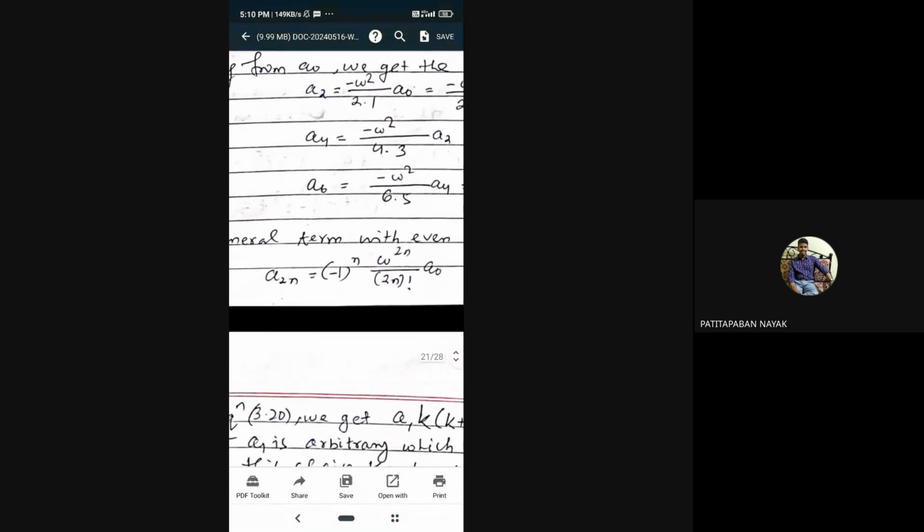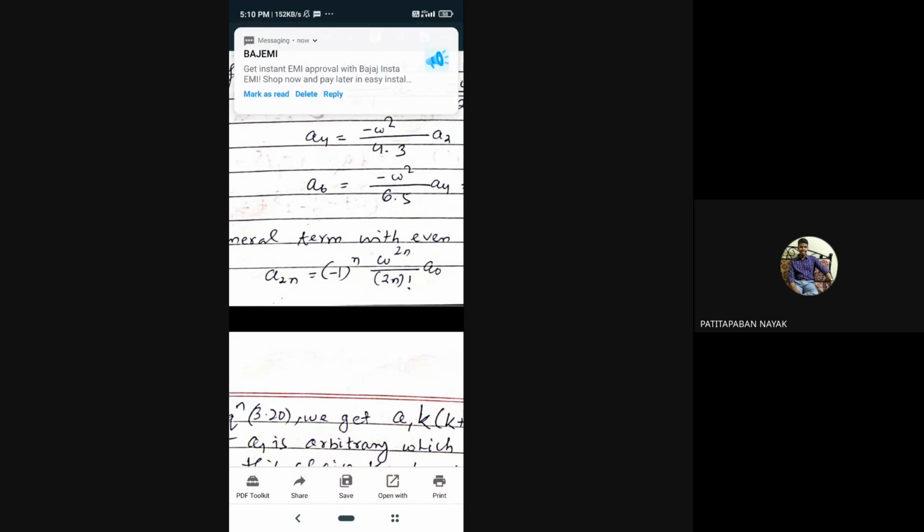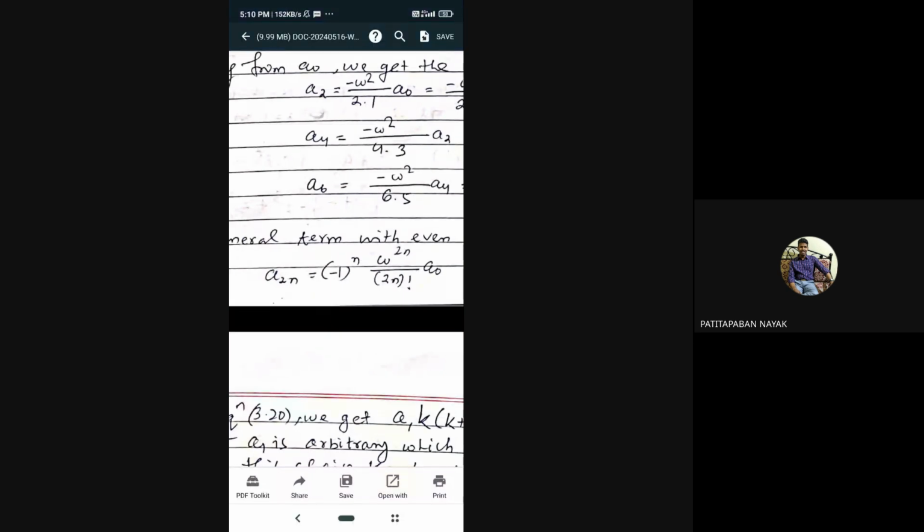So a6 is a subscript 6 is equal to minus omega square by 6 multiplied by 5 a4. So put the value of a4, that is omega to the power 4 by 4 factorial a0, and you will get minus omega to the power 6 divided by 6 factorial whole multiplied by a0. So the general term with even coefficients can be written as a subscript 2n is equal to minus 1 to the power n whole multiplied by omega to the power 2n divided by 2n factorial whole multiplied by a0.